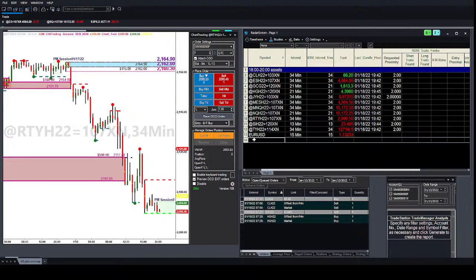EURUSD is a Forex pair, which you can chart on TradeStation, but you can't trade it. That's true. But we could back test it and see what it did, and we can have it alert us on the chart. We just can't trade it.